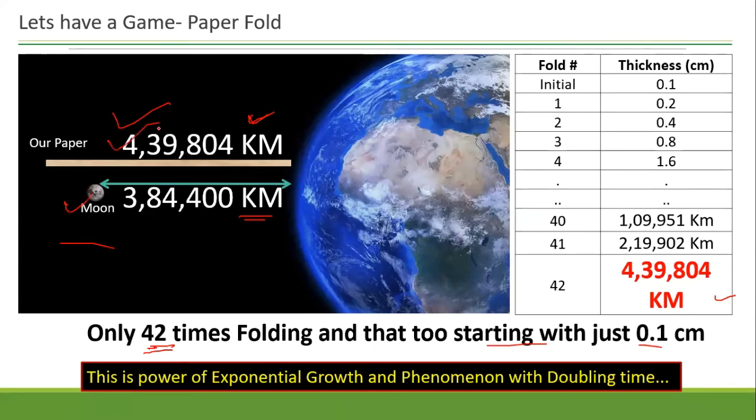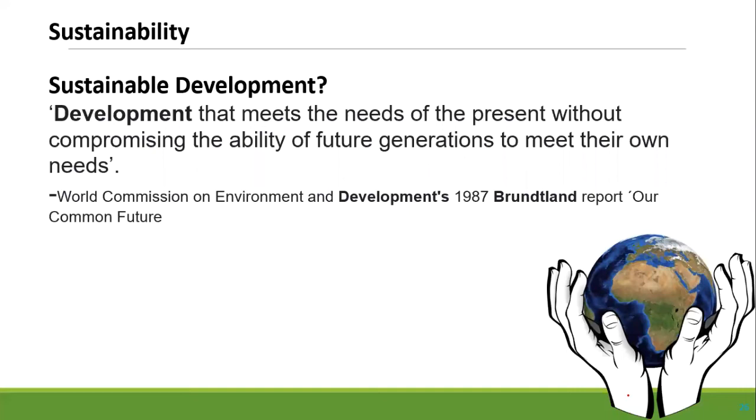So this is the power of exponential growth, and the phenomenon is called doubling time. This is when something is doubling every few years. That is the very dangerous situation that can occur with this. So that's why we have to go to sustainable development. That's why sustainable development is so essential.